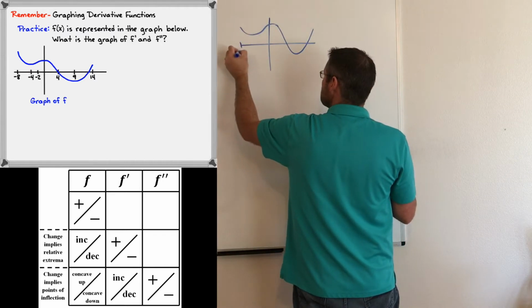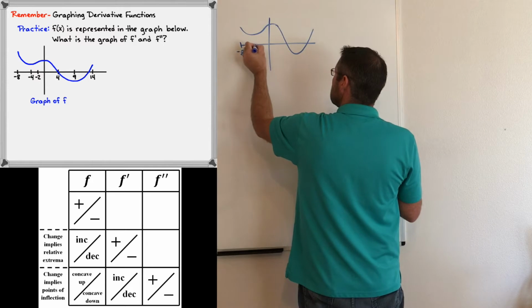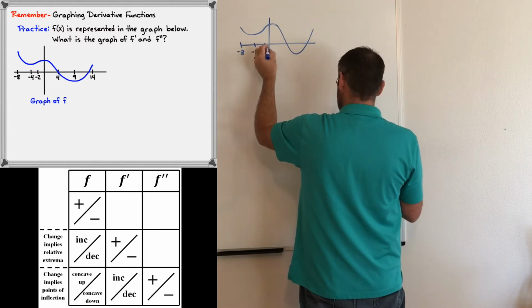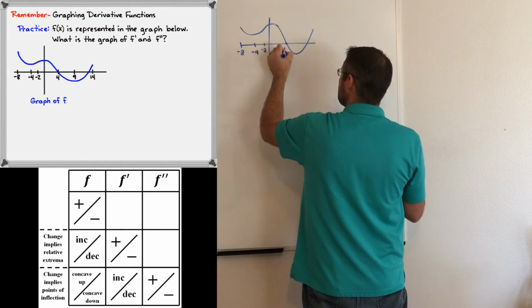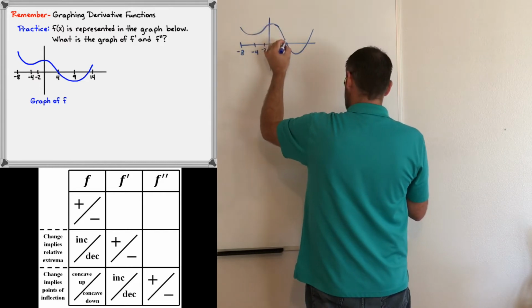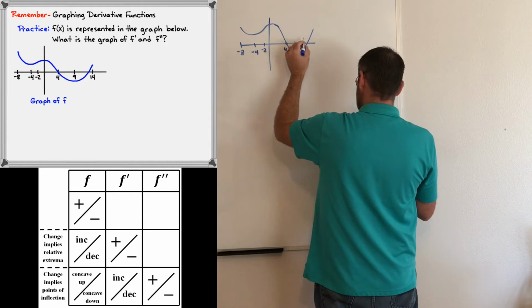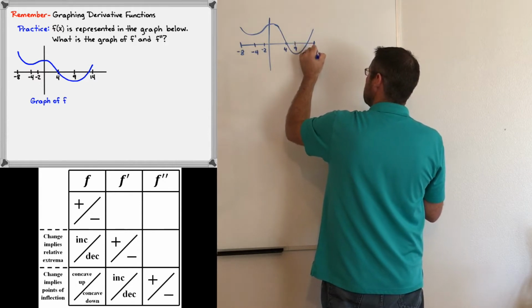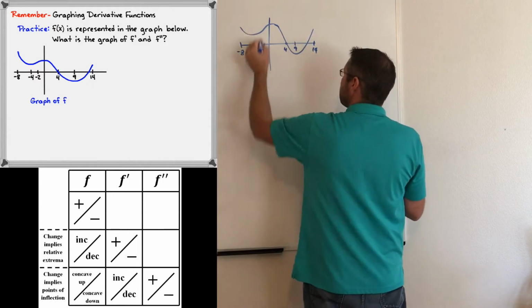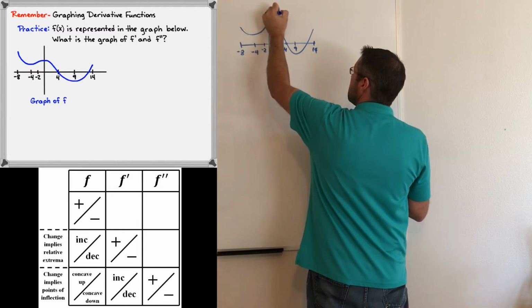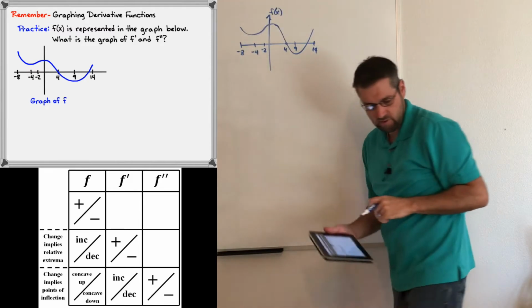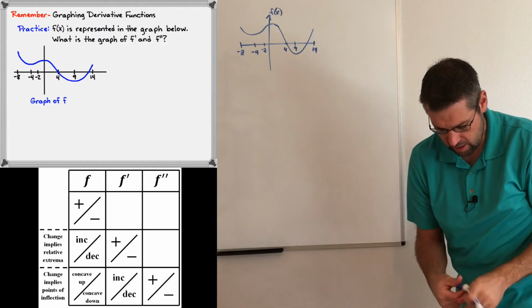Here at the end, this is -8. This low point here is -4. This point here is -2. This point is 4. This one is 9. And then this is 14. So this is the graph of f. And we're going to go ahead and graph f prime and f double prime.